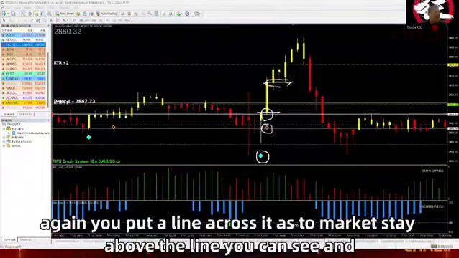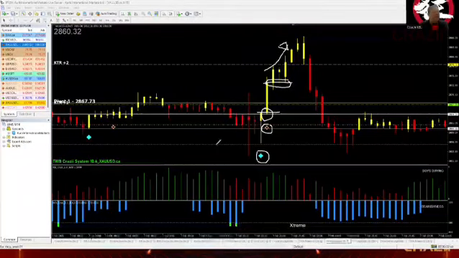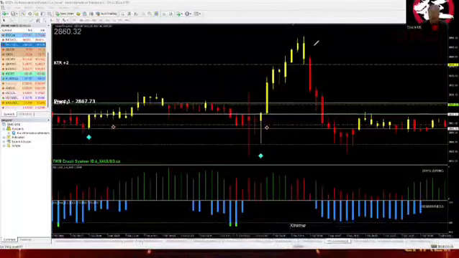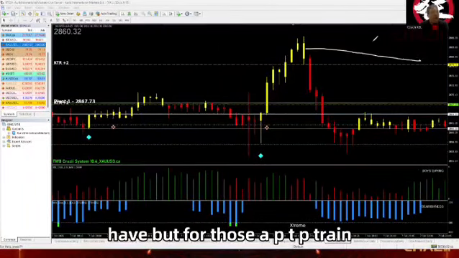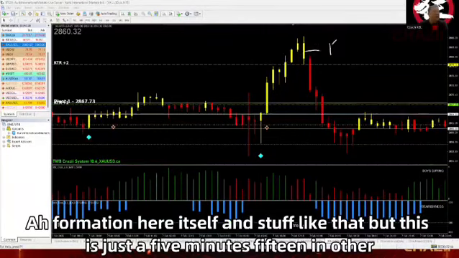As long as the market stays above the line, you can enjoy it. So it's that simple. All right. Then of course, if you want, dummies that don't care about anything want me to tell them a sell signal, they don't have that. But for those of PTP training, they should know that this is actually a BNB formation here itself. But this is just a 5 minute, 15 minute chart.